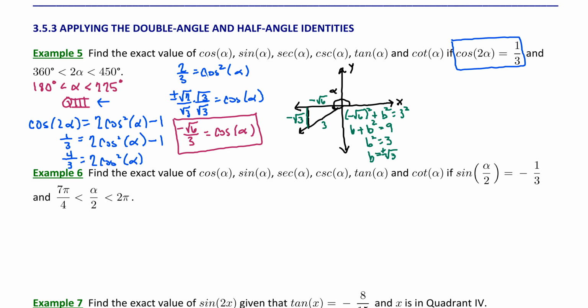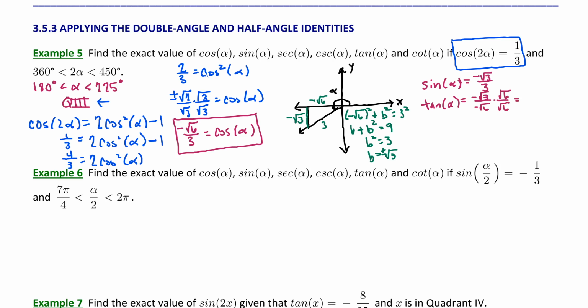Now, from this diagram, we can determine sine of alpha. Recall that sine of alpha is the y-coordinate divided by r, or in this case, the hypotenuse. So sine of alpha is negative square root of 3 over 3. Tangent of alpha is opposite over adjacent, or the y-coordinate divided by the x-coordinate. So the negatives are going to cancel, and we do need to rationalize the denominator.